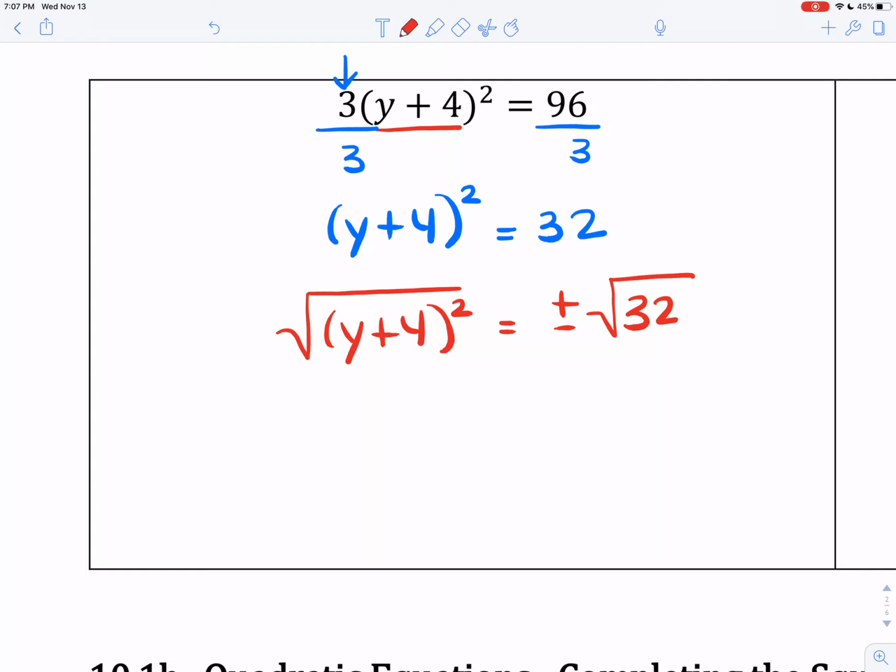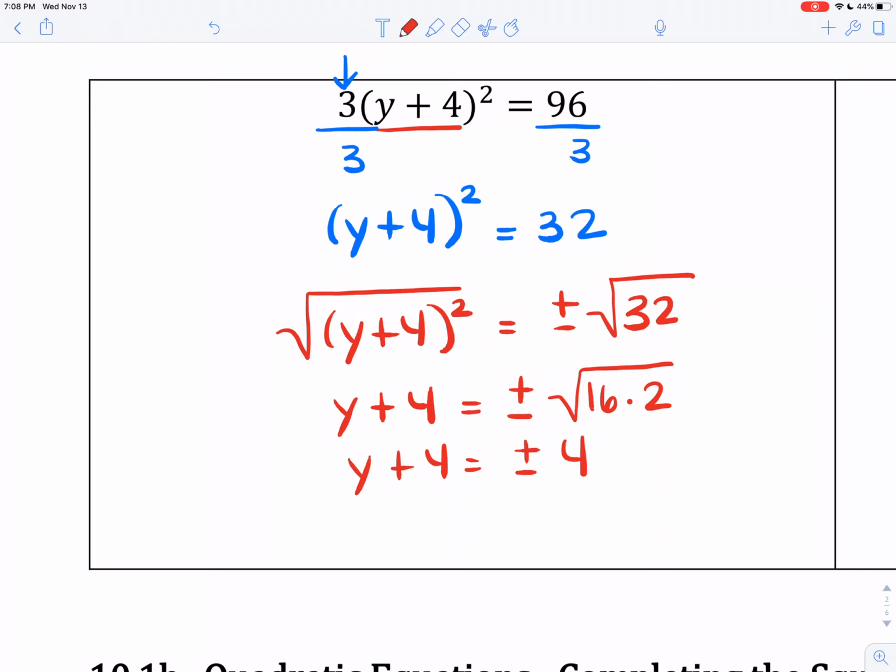Now again, square root and square, they kind of cancel each other out. So I'm going to be left with just y plus 4 here. And then 32 is not a perfect square, but remember we can simplify if we can write it in terms of a perfect square. So 32 can be written as 16 times 2, which means I could go ahead and pull out the square root of 16, that's 4, and I'd be left with just the square root of 2 underneath that radical. That's what we looked at in chapter 9.